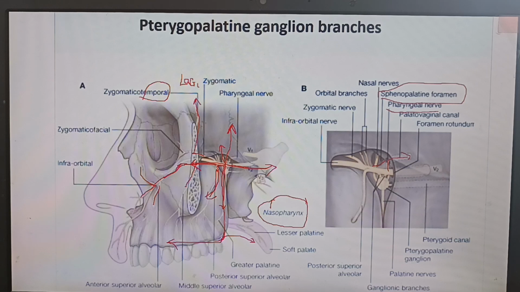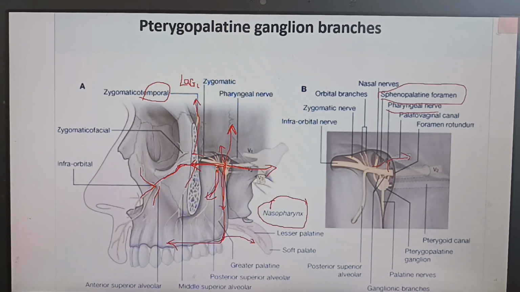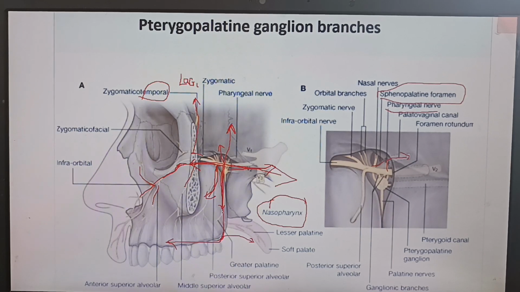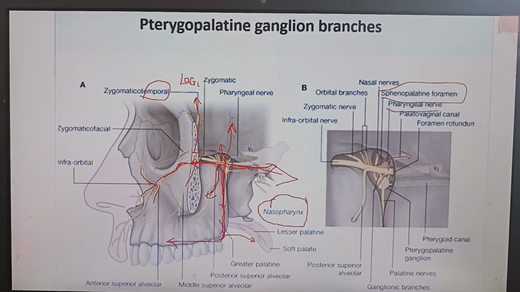That is, anteriorly it goes along the floor of the orbit and jumps out as the infraorbital nerve in the maxilla, goes up as a zygomaticotemporal branch, and finally supplies the lacrimal gland. Towards medially, it enters the nasal cavity. Behind, it goes to the pharynx as a pharyngeal nerve. Below, it goes to the roof of the oral cavity as the greater and lesser palatine nerve. So this is what you have to understand.